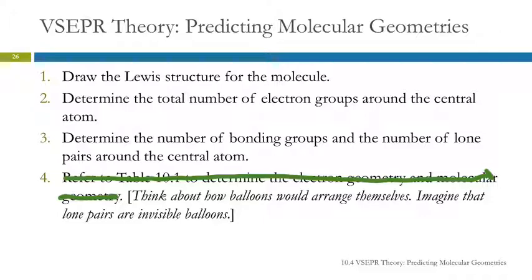Right? Linear, trigonal planar, tetrahedral, trigonal bipyramid, and octahedron. It's not that many. And then, if you have lone pairs, imagine that the lone pairs are invisible balloons. Your molecular geometry is a description of what's left. These will probably show up as multiple choice questions, and so you don't necessarily need to remember exactly trigonal bipyramid, but you need to be able to recognize that as one of the choices.